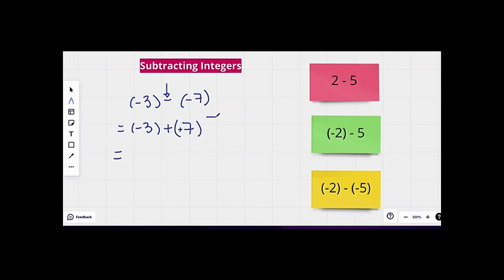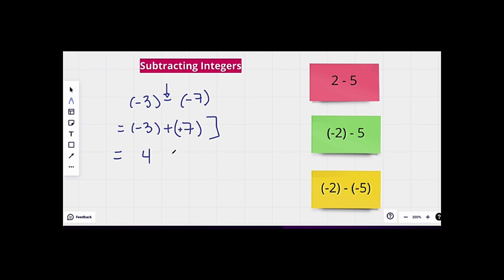Okay, now we've got our addition rule. And our addition rule tells us that we have a +7 and a -3. So when the signs are different in addition, when we have a negative and a positive, we're going to subtract the smaller number from the larger number, regardless of what the sign is. We don't care about the sign at this point. And so when we subtract 3 from 7, we have a 4.